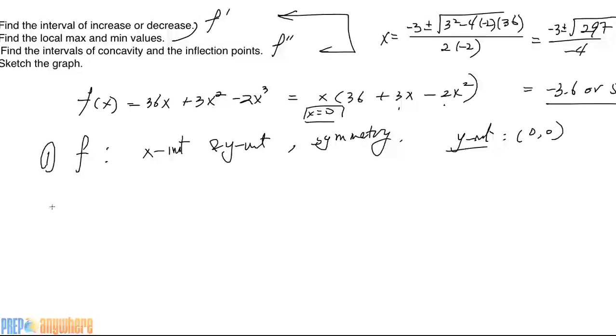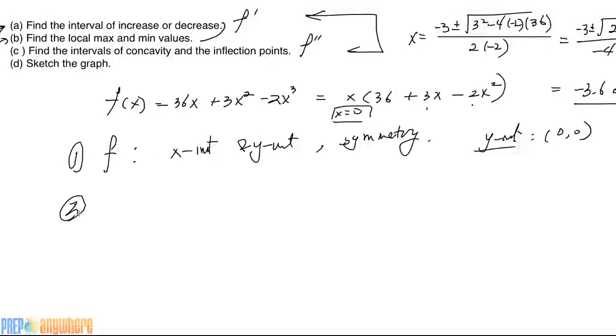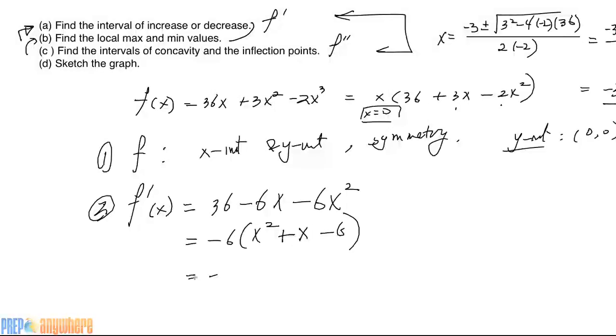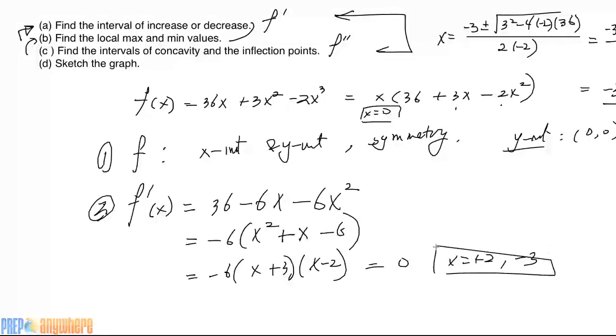That's good. Okay, step 2. Now you analyze the first derivative. The first derivative is going to be 36 minus 6x minus 6x squared. Let's factor out a minus 6, and this does factor. Set it equal to 0, and you get x equals negative 2, positive 2 and negative 3 as critical numbers.